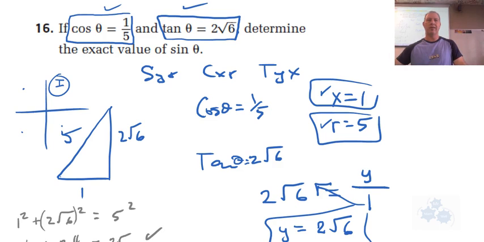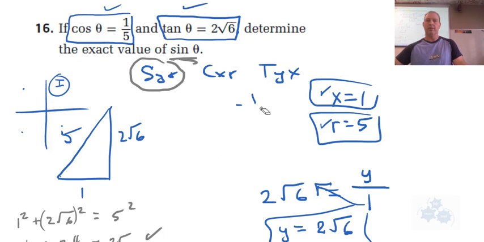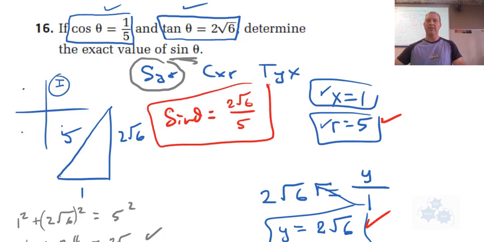So now that we've got all the pieces, the value of sine is y over r. I'm running out of room here, but I'll just erase some of this stuff. So the value of sine theta has got to be y over r, or 2 root 6 over 5. And that's simplified, you're good to go.